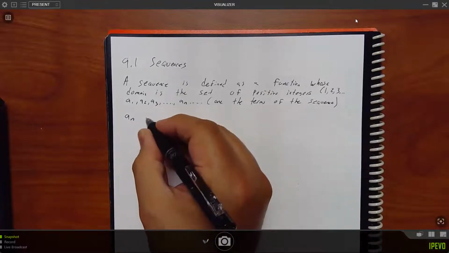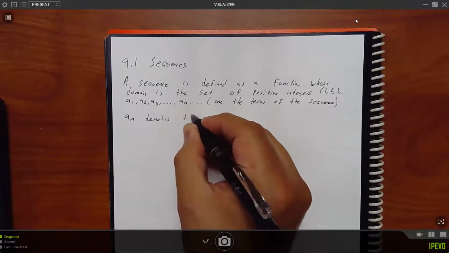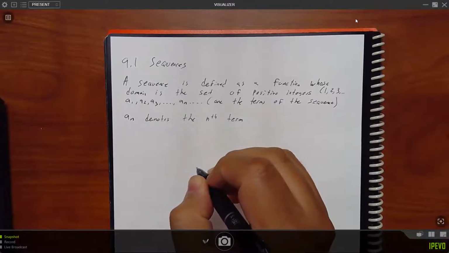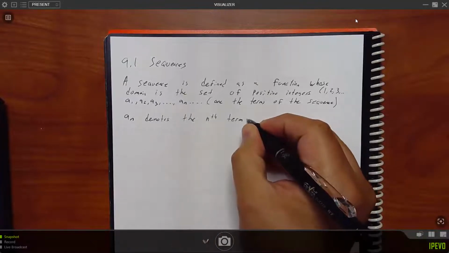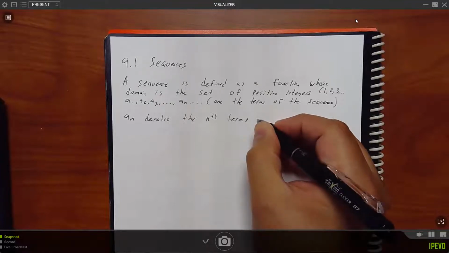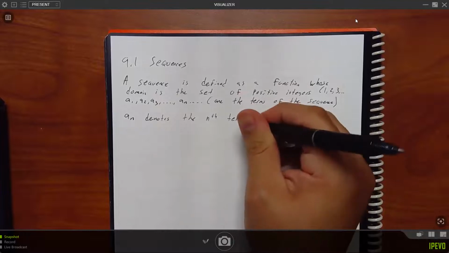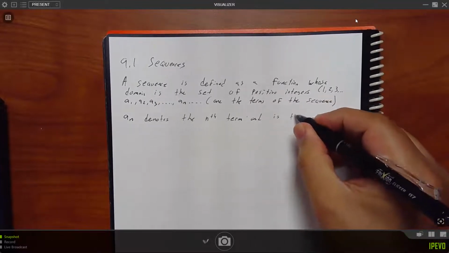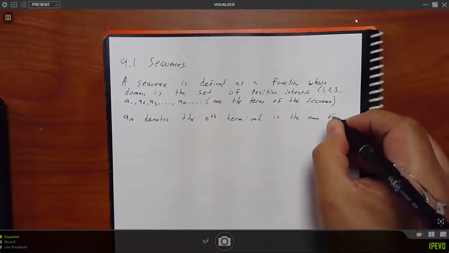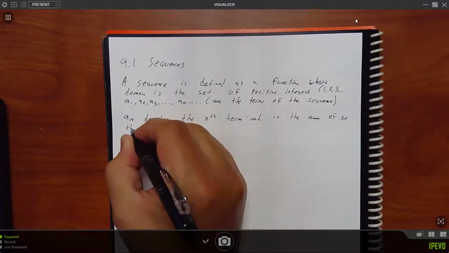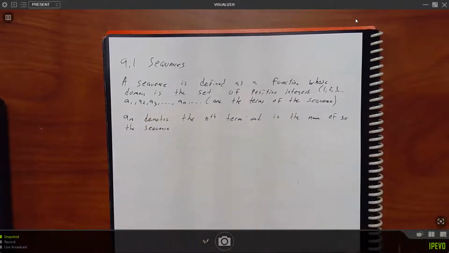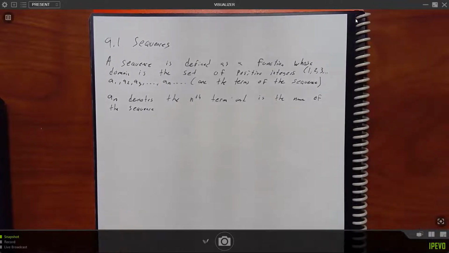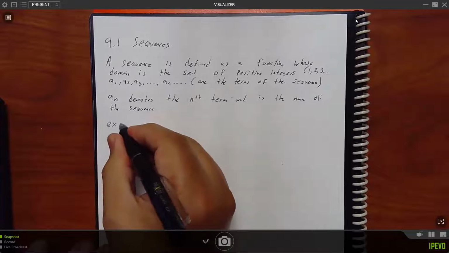A sub n denotes the nth term. So a sub n is also, I guess, another way to say it, the name of the sequence. Just real quick, just so we get comfortable with the notation.